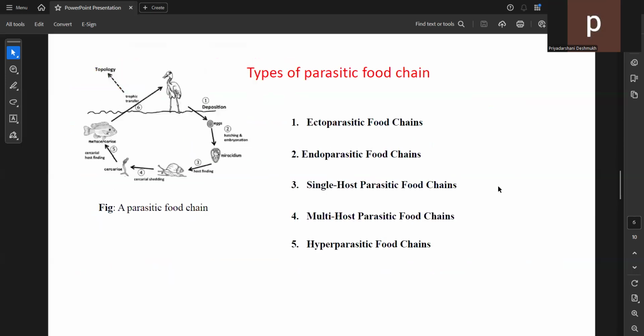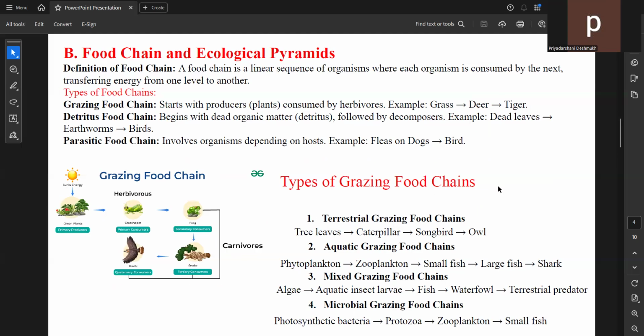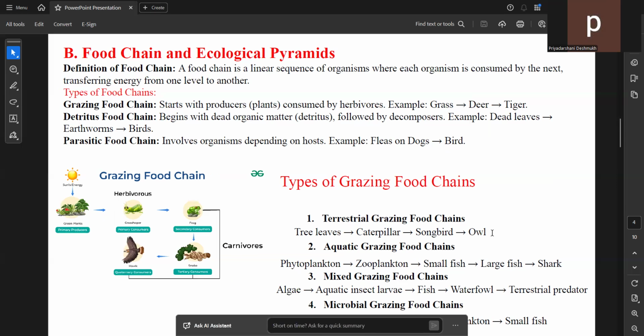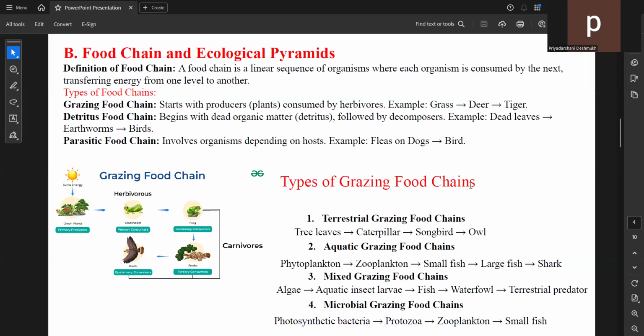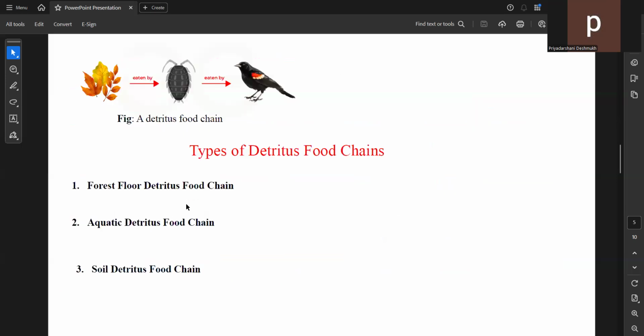These are the main four subtypes of the grazing food chain: terrestrial, aquatic, mixed, and microbial. So this is a small example which is shown by the diagram here. Now the next one is the detritus food chain. This detritus food chain has three types.